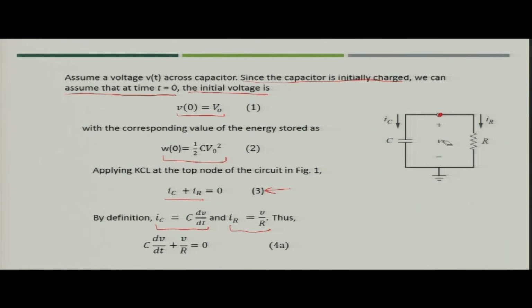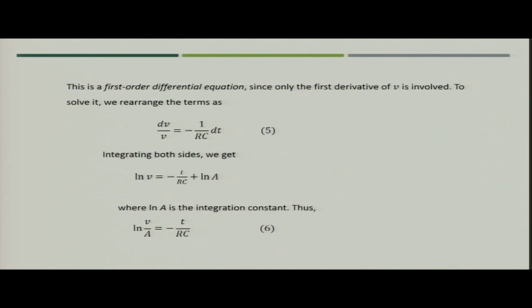So, at any time t, the voltage across the resistor or the voltage across the capacitor, because these two are in parallel, will remain the same across both elements. The value of the voltage is say V. So, what we have to do? We have to put the values of IC and IR in the equation. We will get C dV by dt plus V by R equal to 0. Now, this is our first order differential equation.